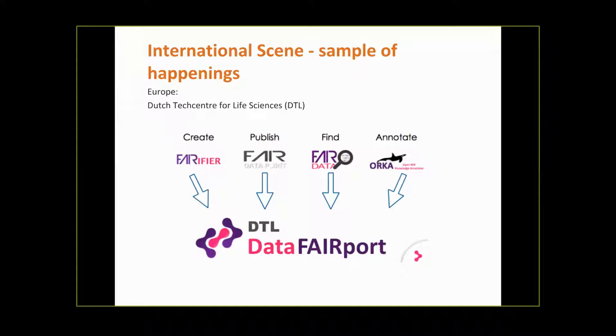They're developing tools which make up what they call the data fair port. Some of the terms they use are a little bit obscure and take a while to get your head around. So they've developed the verifier and a metadata editor with that to create data, a fair data point to publish the data, a fair search engine to find data, and what they're calling Orca to annotate. I don't know why it's Orca and not Fair Orca or something.